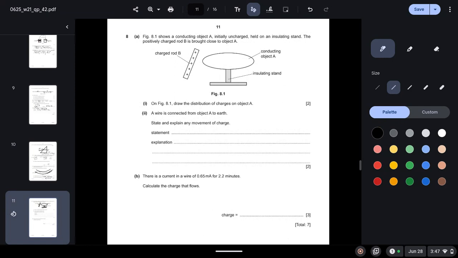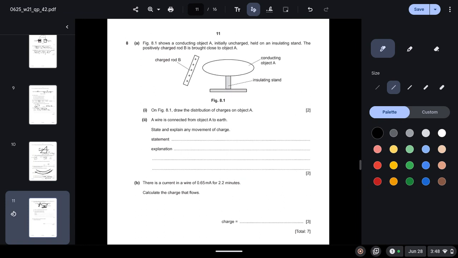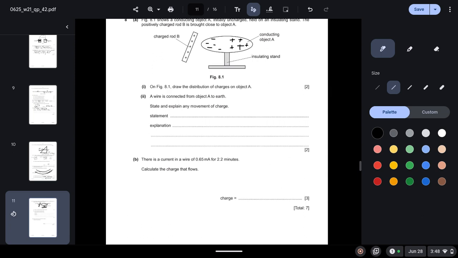Question 8. Figure 8.1 shows a conducting object A initially uncharged held on an insulating stand. The positively charged rod B is brought close to object A. On figure 8.1, draw a distribution of charges on object A. If you bring closer a positively charged rod, the negative charges will accumulate on one side and the positive charges will be on the other side. Be careful, you will have to draw the same amount of charges. So if you're drawing 5 negative charges, you will draw 5 positive charges as well.